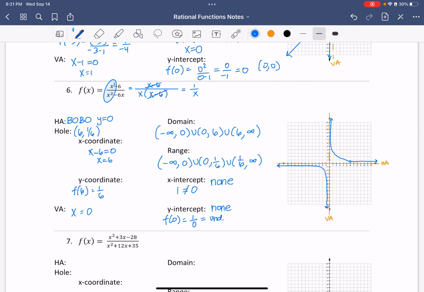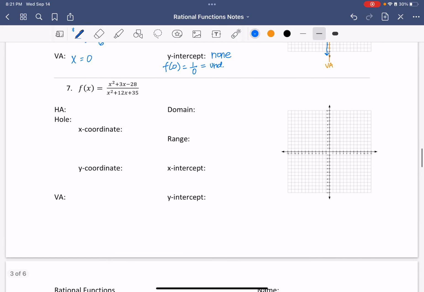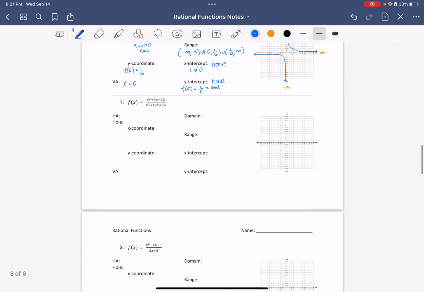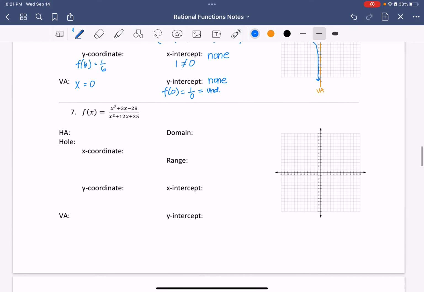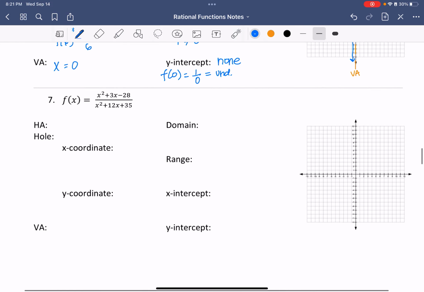Okay, I'll do one more example. There are a lot of examples on the document that I gave you. I want you to try those on your own. So this is the last one I'm going to do.